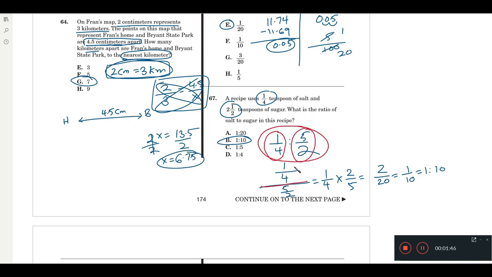Like 2 to 3 means what? 2 over 3. That's how a ratio works. So 1/4 to 5/2 means 1/4 over 5/2. And this is a fraction division. How do we deal with it? Remember KCF, keep, change, flip?